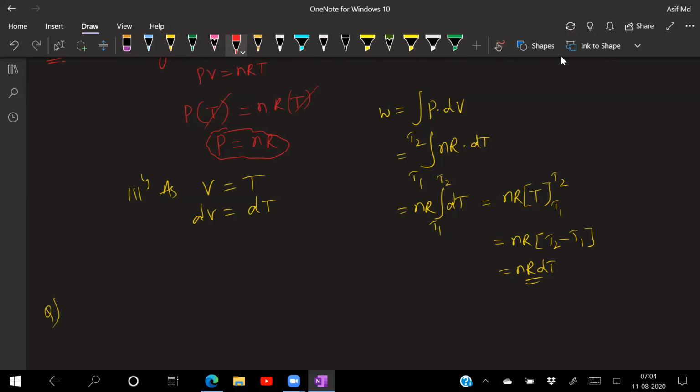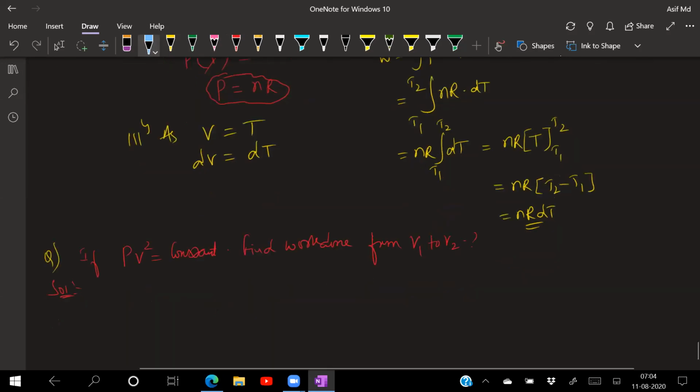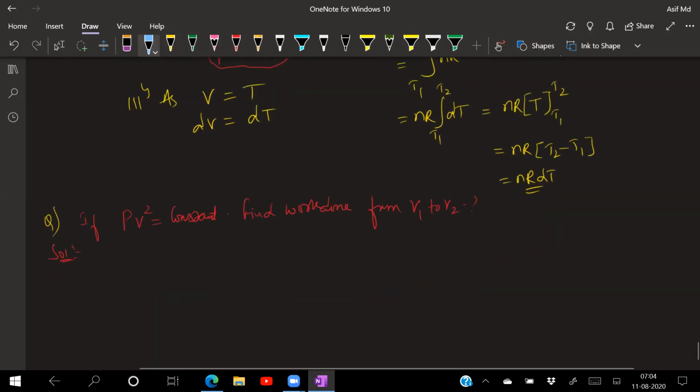Next question: if PV square is equal to some constant, find the work done from V1 to V2. Right? Sir, we can take some constant. That's why we can take P equal to the same. Yeah, exactly. Got an idea?